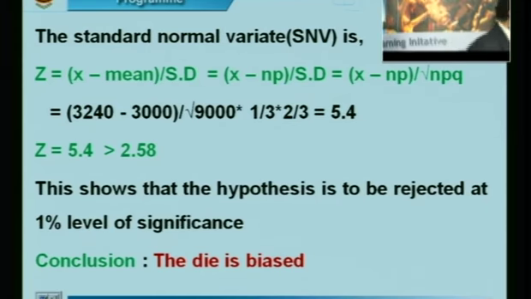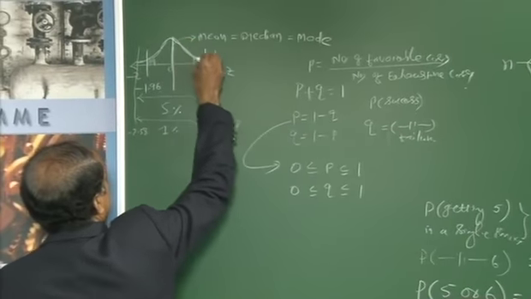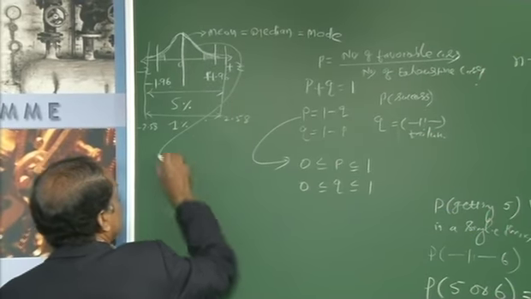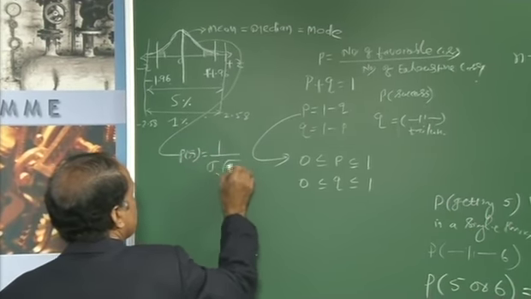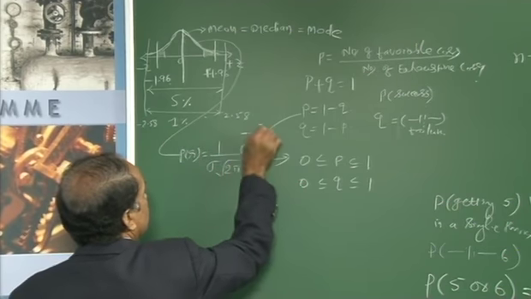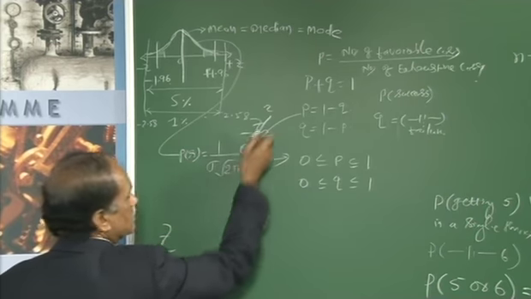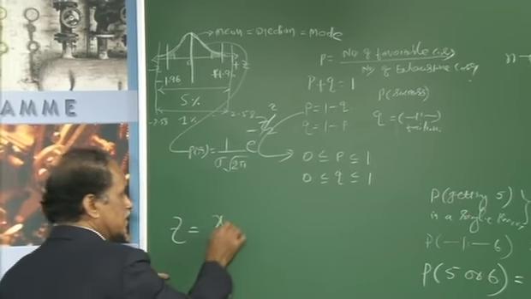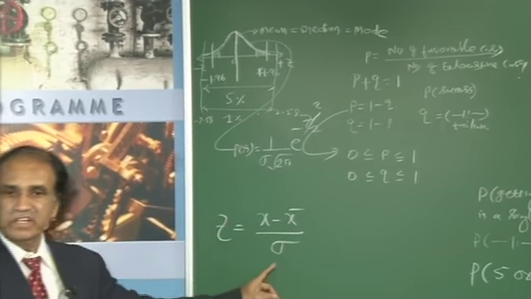The standard normal variate means the bell shaped curve. This curve is nothing but y = 1 divided by sigma square root of 2 pi, e to the power minus z square by 2. What is that z? z is nothing but x minus x bar divided by standard deviation.